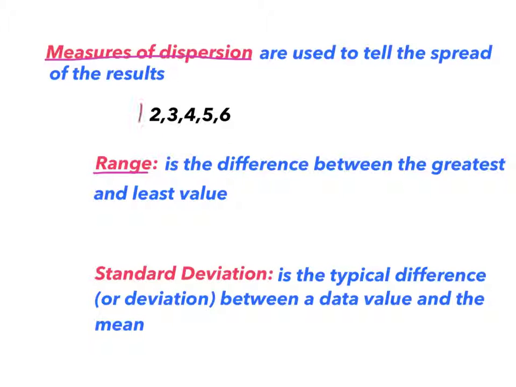So we're going to use this new example for our set of values, 2, 3, 4, 5, and 6. So our range for this set of data values would just be 4. 6 minus 2, largest minus the smallest. Now standard deviation is another measure of dispersion, and it's the most common one used when describing the spread of a set of results. You might not be quite so familiar with this measure of dispersion, but it is the typical difference or deviation between a data value and the mean.